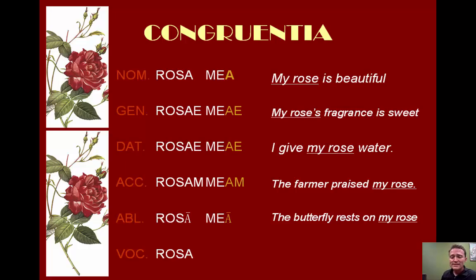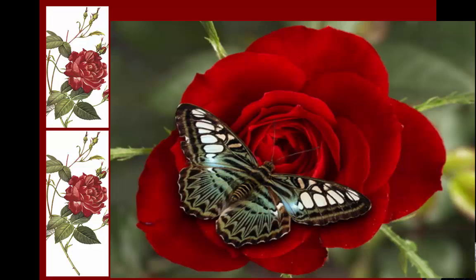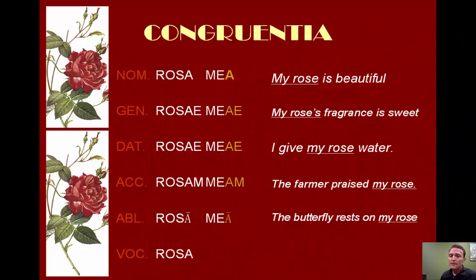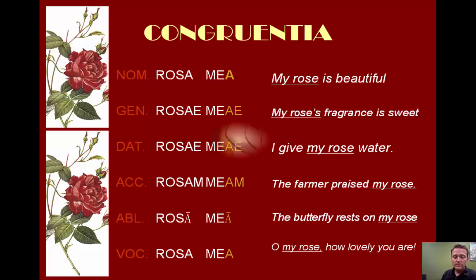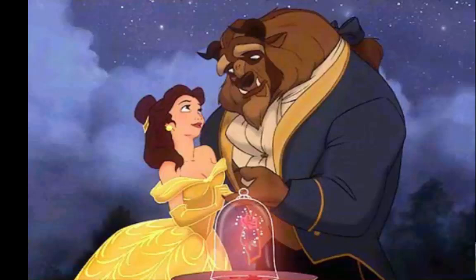The butterfly rests on my rose. Notice that first use of the ablative that we're learning, the ablative of place where. In rosa mea. Notice that both forms have macrons. And last, the vocative, rosa mea. Now we use the vocative for what? We use the vocative for direct address. So, oh my rose, how lovely you are, because I'm directly addressing the rose.